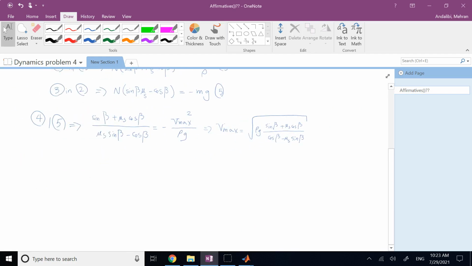Now from here, I want to find actually the other function, beta, as a function of Vmax. So what I can do here is to cross multiply both sides, right? Which if you do and get rid of the negative, you will get Vmax squared times cosine of beta minus mu s sine beta is equal to rho g times sine beta plus mu s cosine beta.